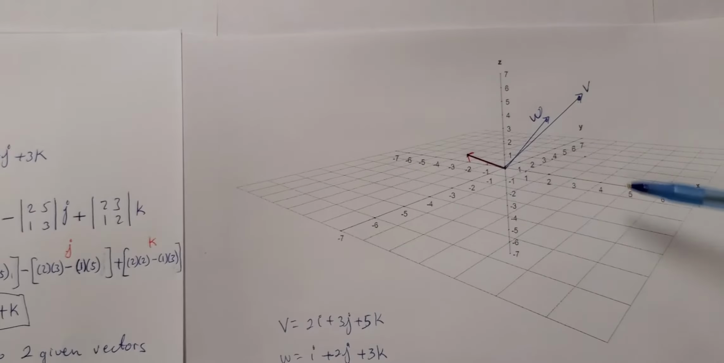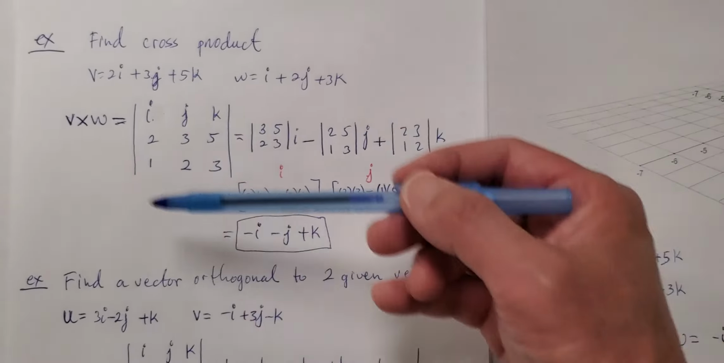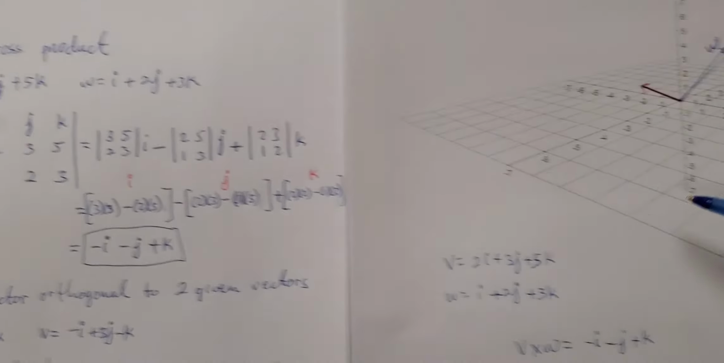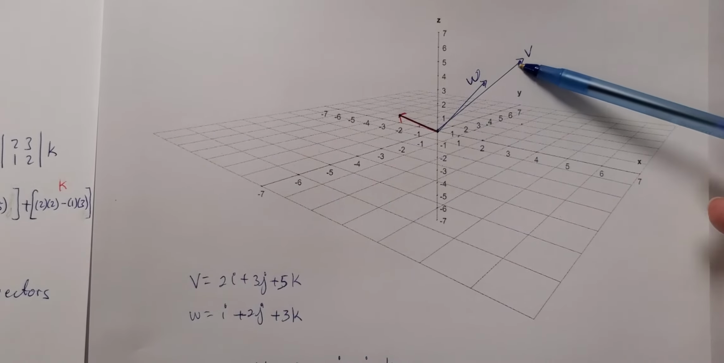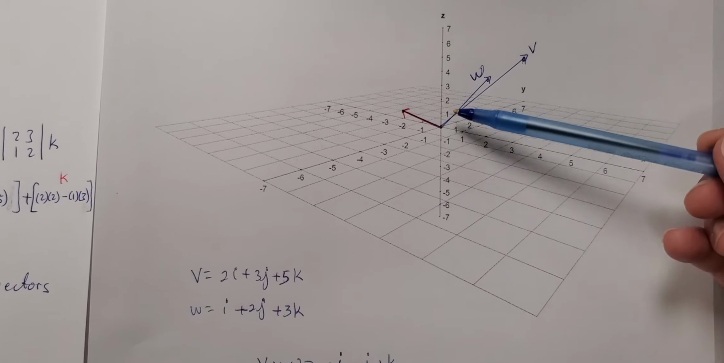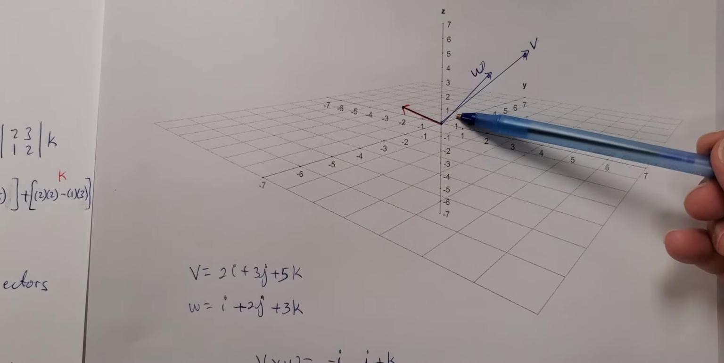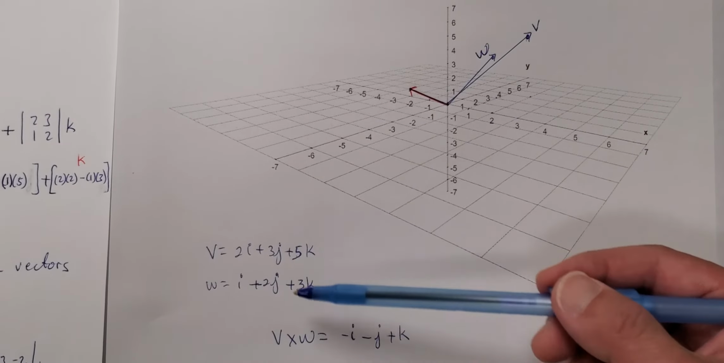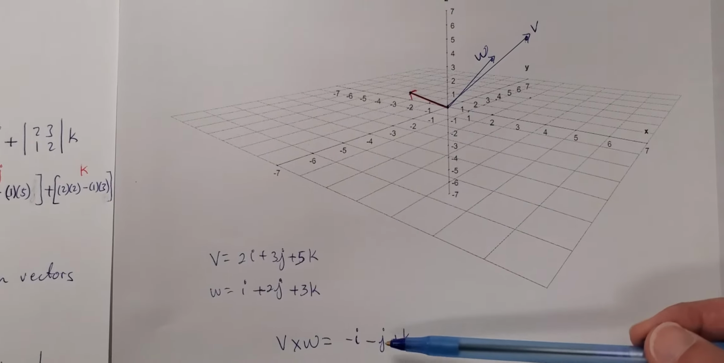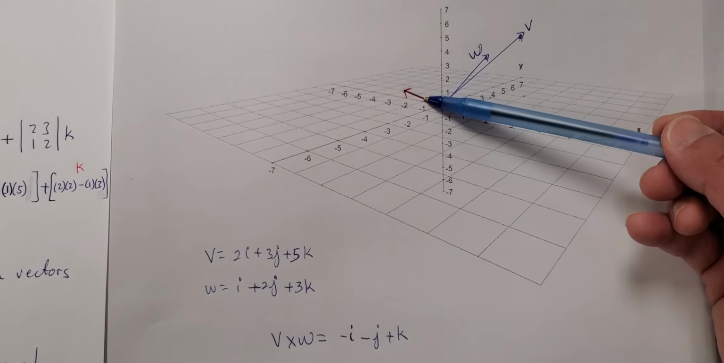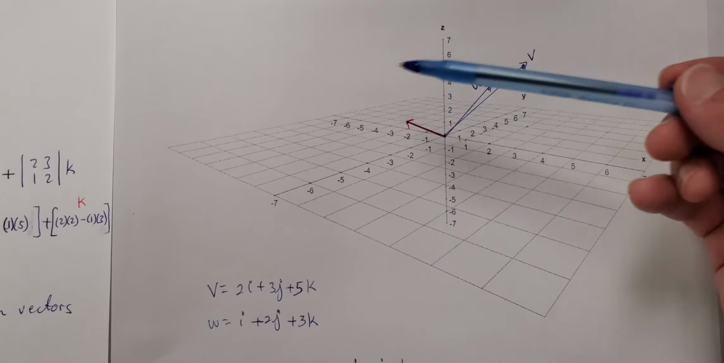So here it is on the graph. We want to know what this looks like on the graph. Here's V, right here. W is this vector right here. And then when you take the cross product, it comes out as another vector, which is in red. So that's what it looks like in a three-dimensional graph.